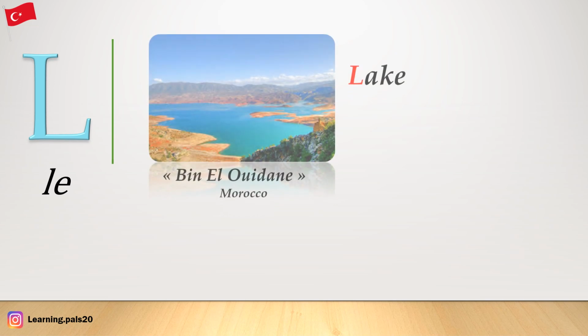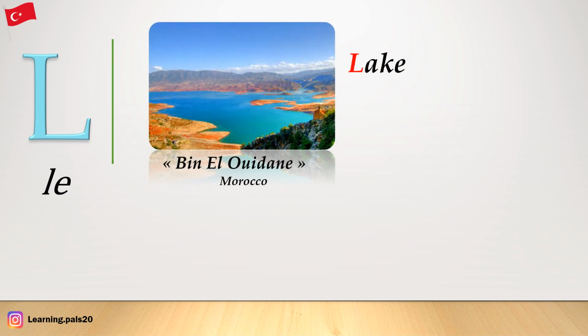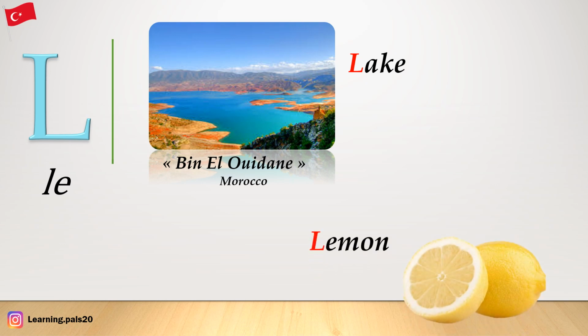L. It is not too soft, it's not too strong. It's in between. Let us see some examples. Like lake. Oh, what a beautiful lake. This lake is called Bin El Widan. Lemon.